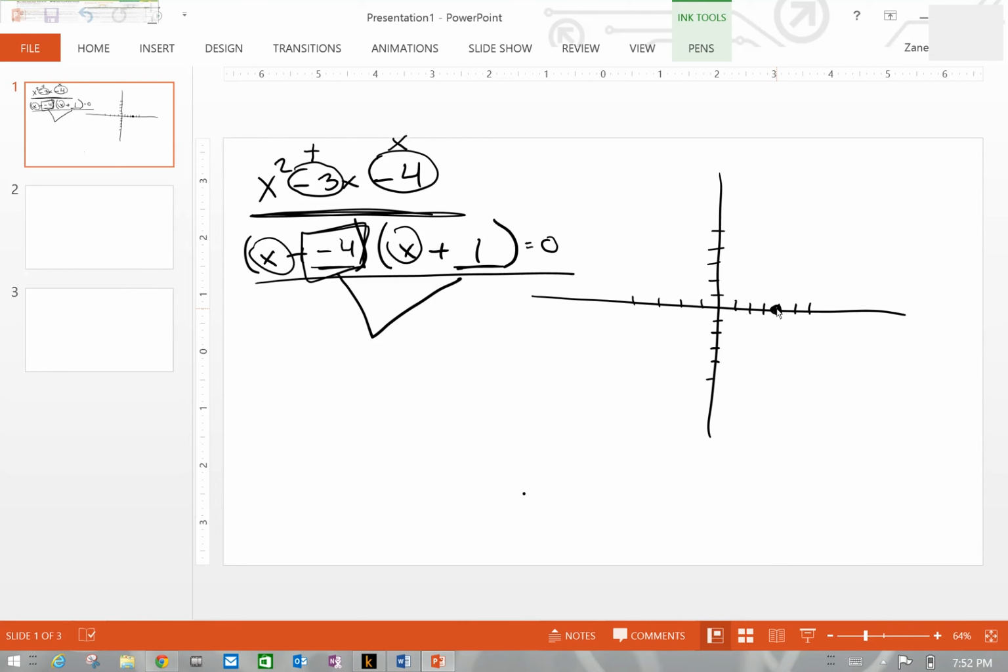Okay, let's go to the other factor now. We've got x plus 1. So let's take the opposite of +1, and we get -1. We know our other x-intercept is going to be right there.